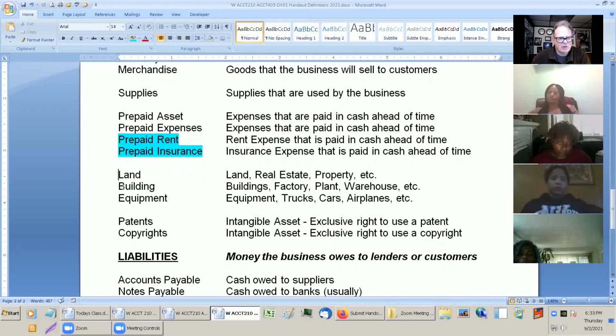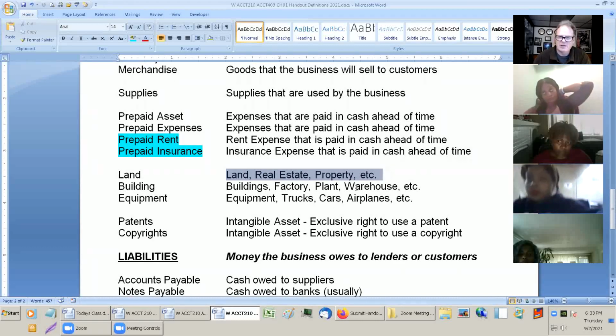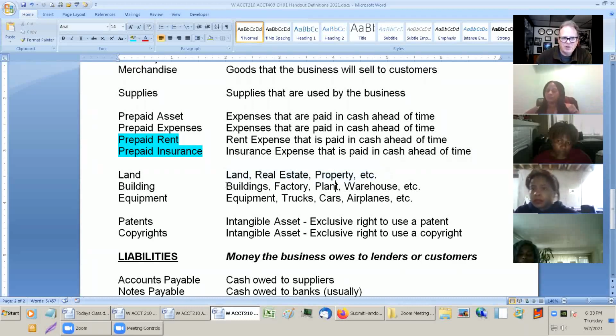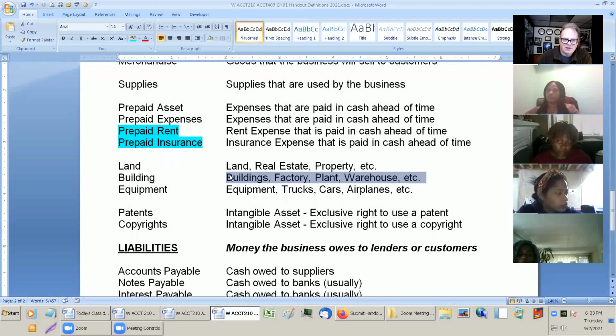Okay, land, building, and equipment. Land is just land: real estate, property, however you want to put it. Buildings, same thing: a factory, a plant, a warehouse, a garage, whatever it is. Buildings are also assets. These are generally held for very long periods of time. And equipment could be regular equipment that you'd have. It could be shelving. It could be tools. It could be trucks, cars, airplanes. It could be any of that kind of stuff.